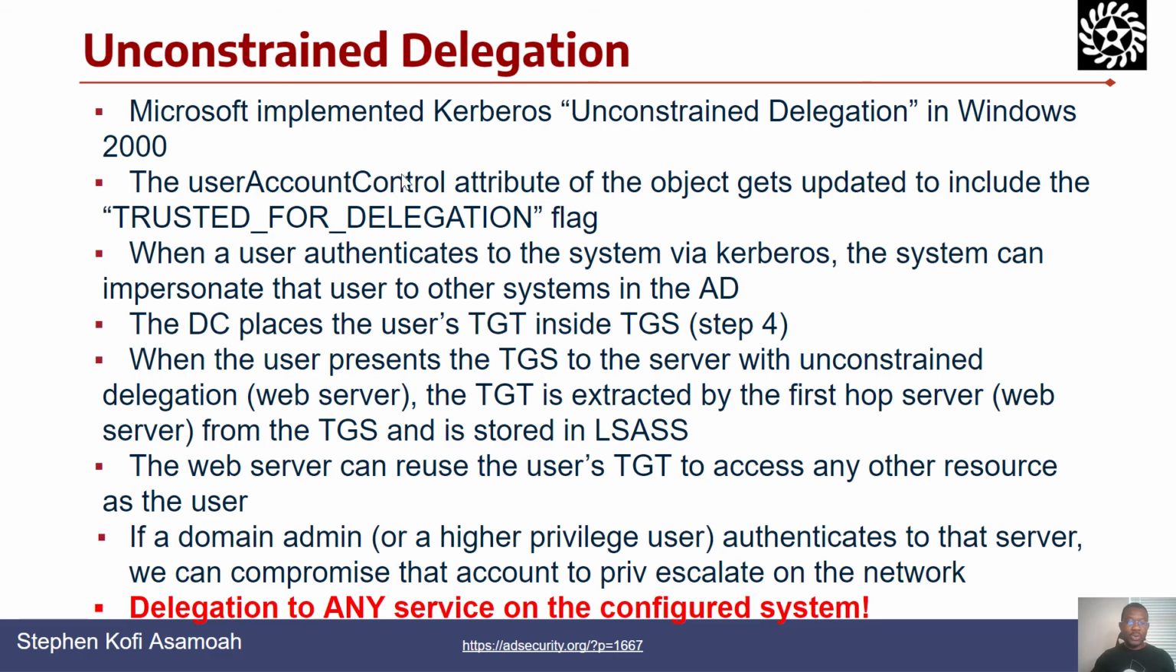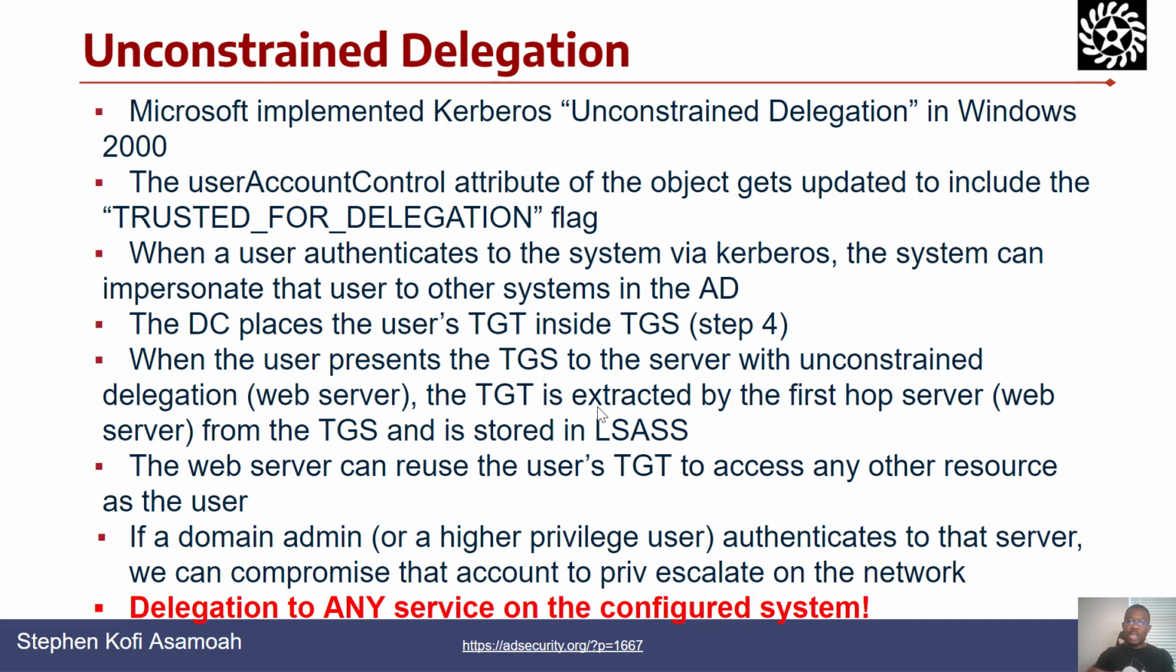All right, so again, if you see here, the DC places the user's TGT inside the TGS, which is in the fourth step that we have talked about, right? So when the user presents the TGS to the server with unconstrained delegation, which in this case is the web server, the TGT of that user is extracted first by the web server from the TGS and then stored in the LSASS.